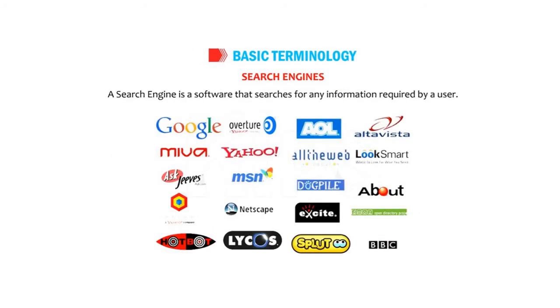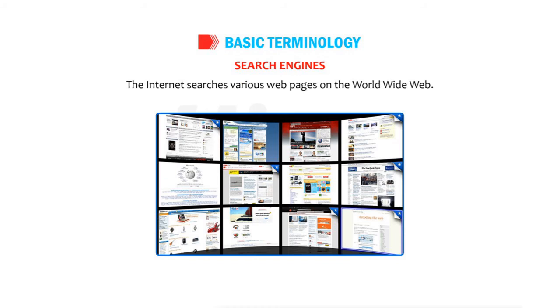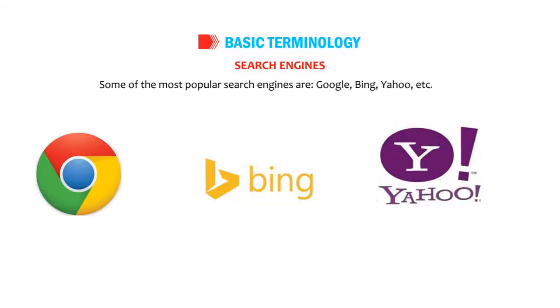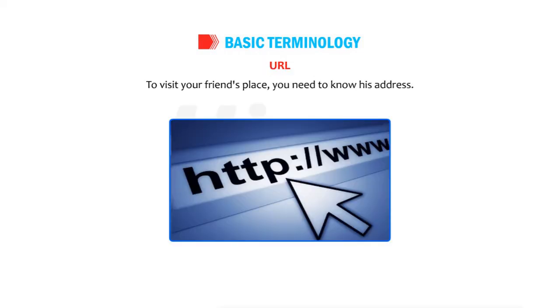Now, let's discuss search engine. A search engine is a software that searches for any information required by a user. It searches various web pages on the World Wide Web. Some of the most popular search engines are Google, Bing, Yahoo, etc.